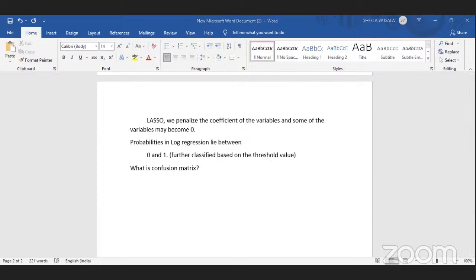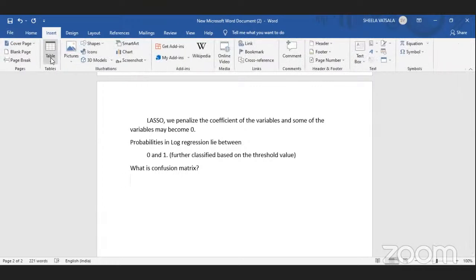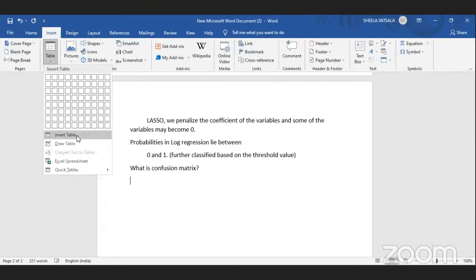Yes, you are all correct. Confusion matrix, yes, very good. Accuracy score, confusion matrix, yes, TP plus TN by total, good. Let me put it up here. Insert a table for the convenience.